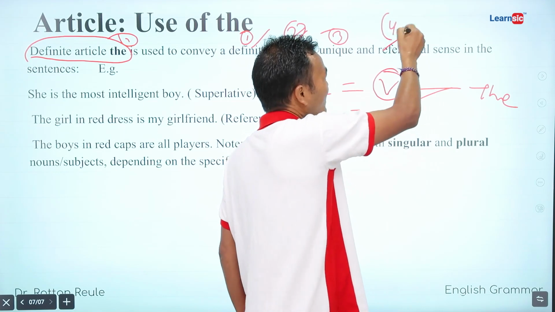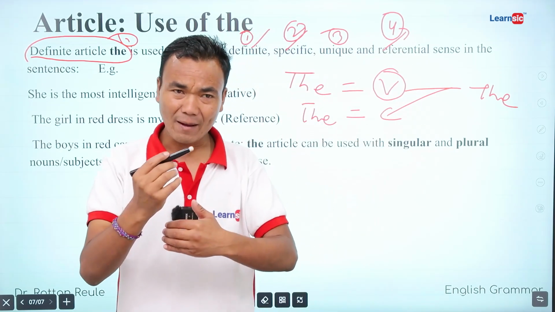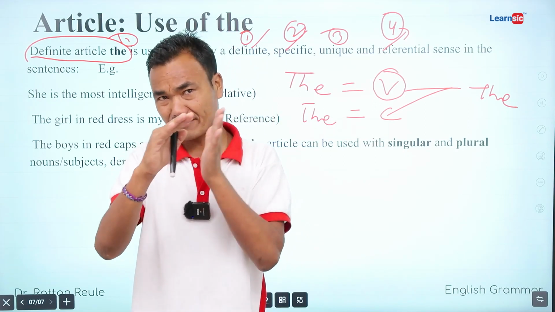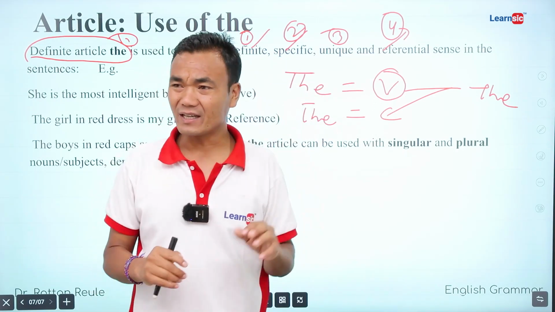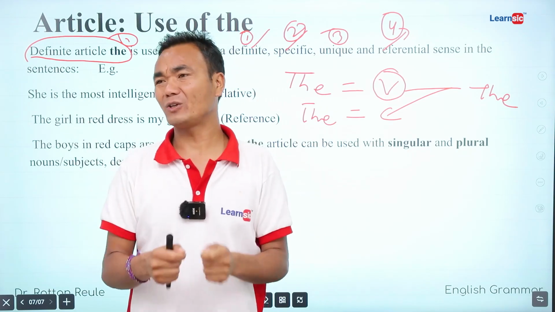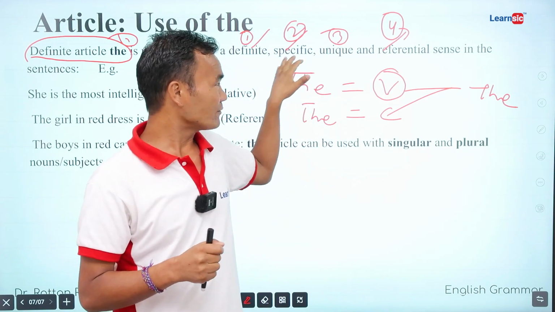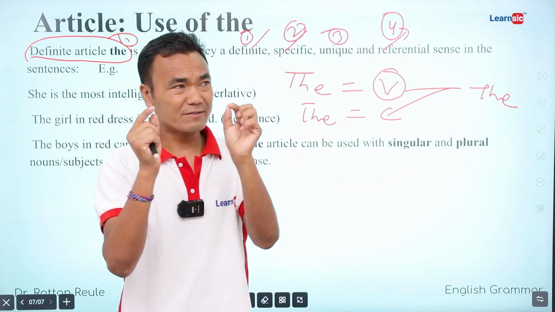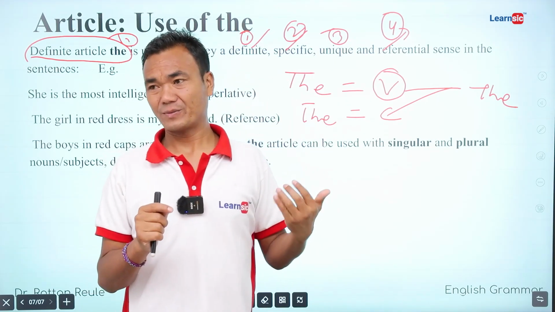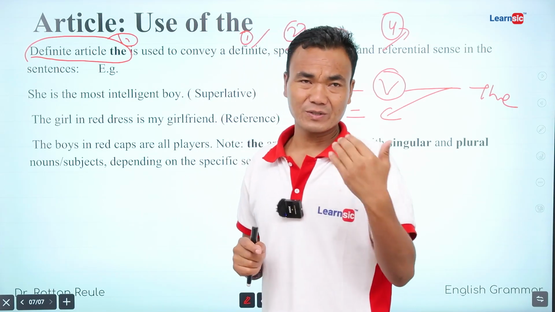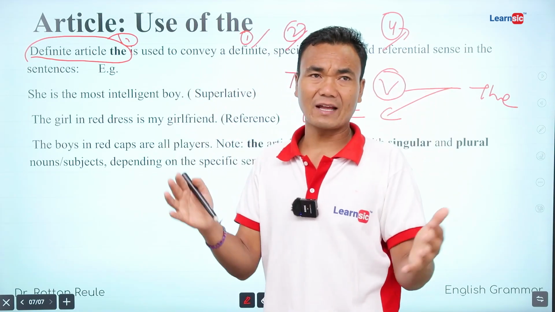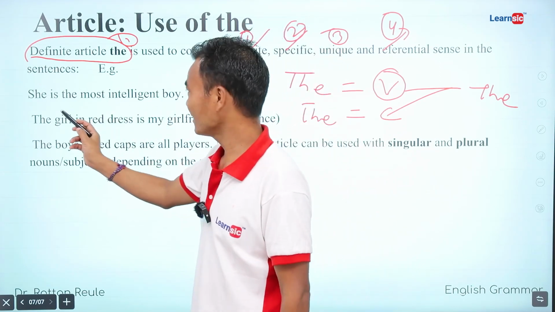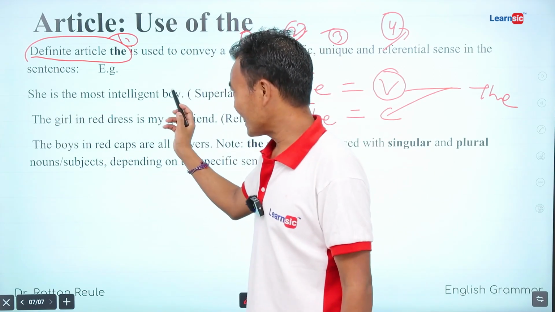So these four things: if you understand what is referential, because there is a reference, and what is unique, like the sun and the moon, which are very unique and specific, and he is the best boy, very specific and definite, right? For all these senses we use the article. Now we take the example, she is the most intelligent boy.